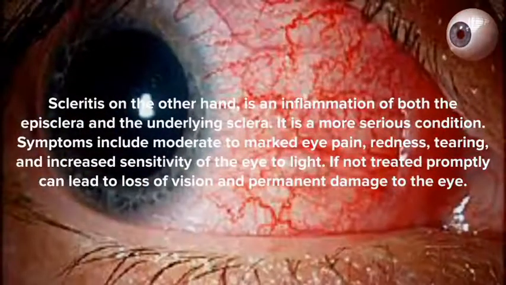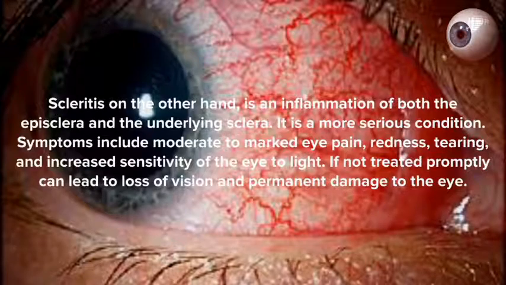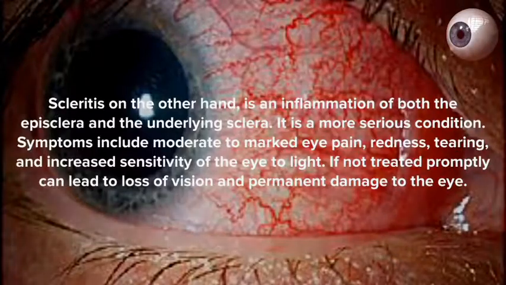Scleritis, on the other hand, is an inflammation of both the episclera and the underlying sclera. It is a more serious condition. Symptoms include moderate to marked eye pain, redness, tearing, and increased sensitivity of the eye to light. If not treated promptly, it can lead to loss of vision and permanent damage to the eye.